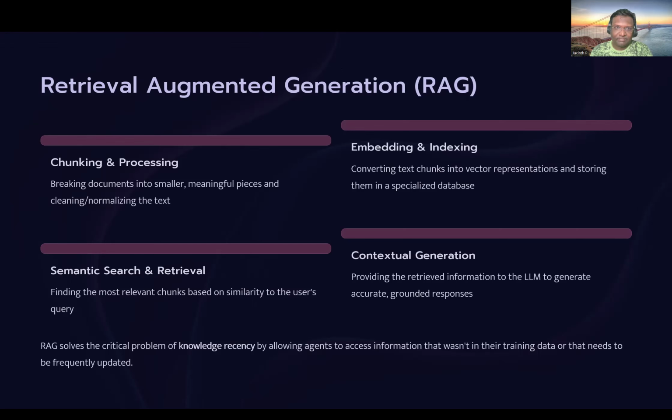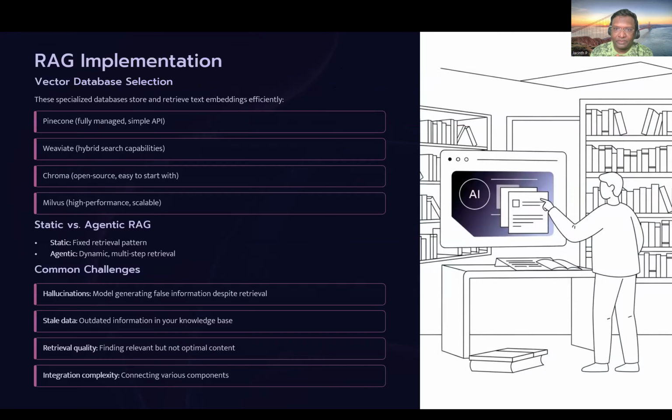Let's look at some high-level RAG implementation. Choosing the right database is critical for RAG. Options include self-managed or fully managed, such as Pinecone, Weaviate, Chroma, Milvus. Also decide whether your retrieval pattern will be static, a fixed query flow, or agentic, where the agent dynamically chooses how to retrieve and use information. Common challenges to watch for are hallucinations, stale data, and integration complexity with a lot of moving parts. Confirm regular data updates and require test cases that catch hallucinations early.